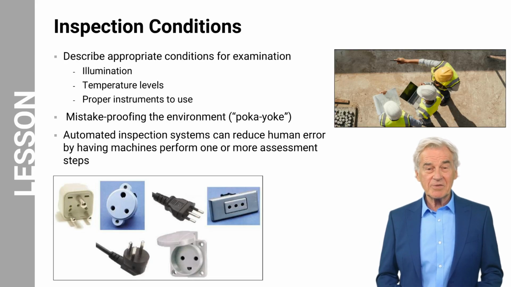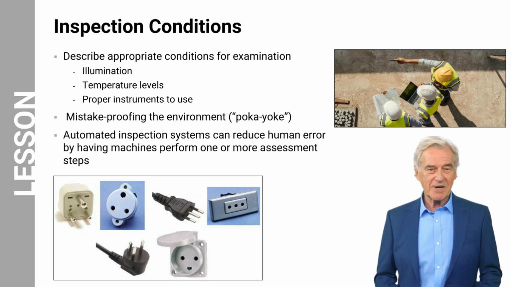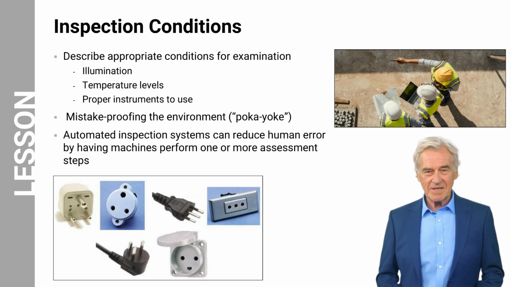When planning an inspection, the environment in which it will be performed should be considered, as it might impact the accuracy of the observations. The inspection plan should provide specific recommendations concerning the appropriate conditions for the examination. For example, the inspection plan should give information on the appropriate illumination and temperature levels, as well as the proper instruments to use to examine a specific product.